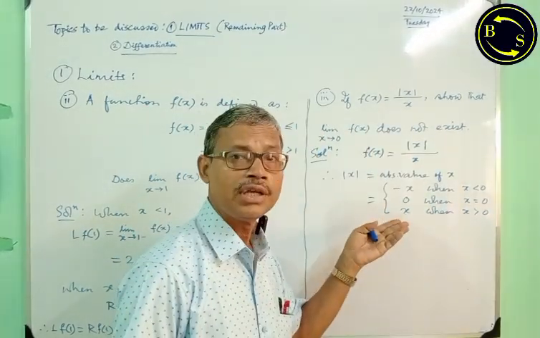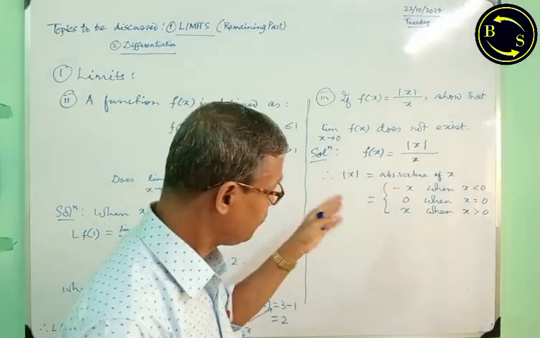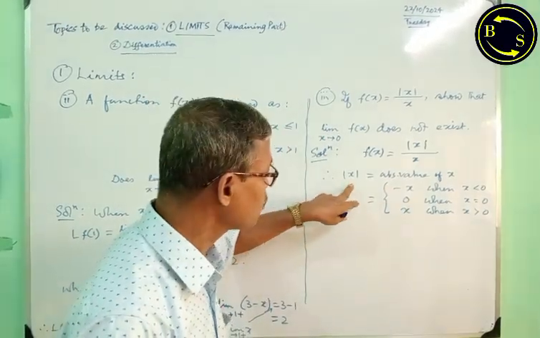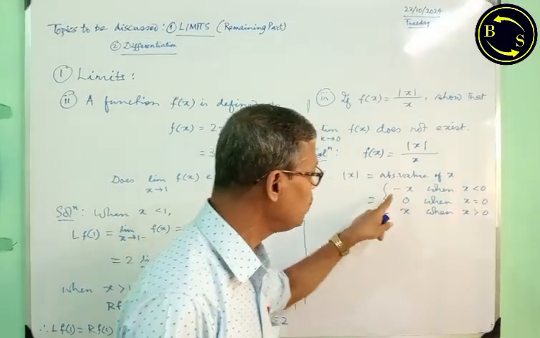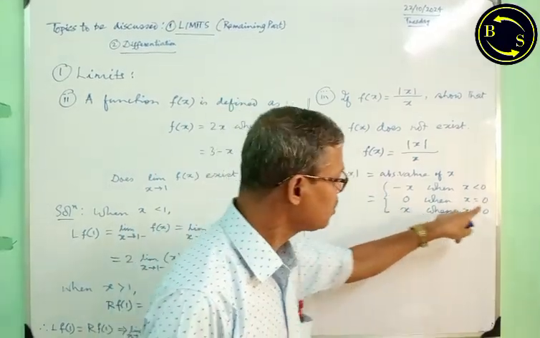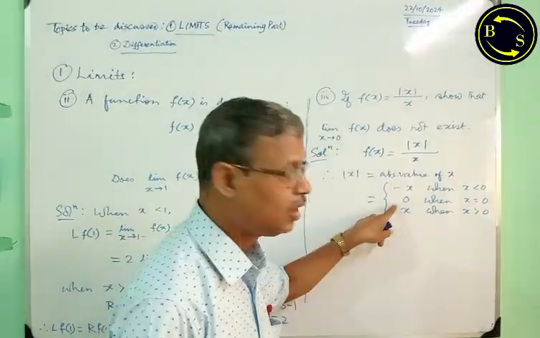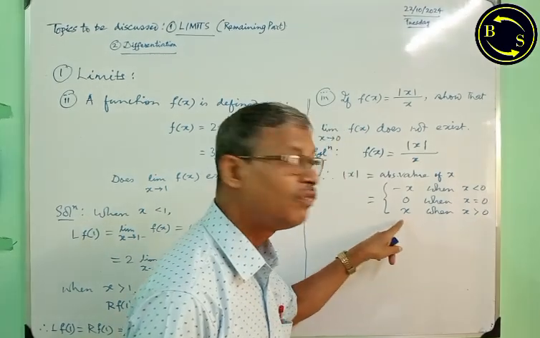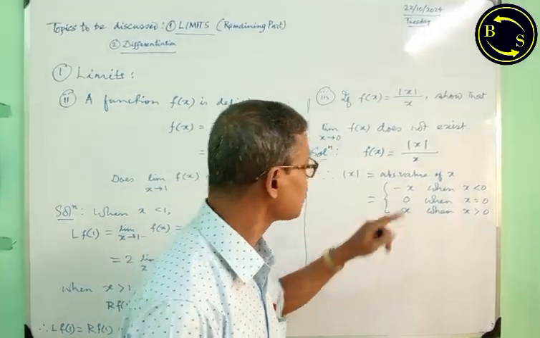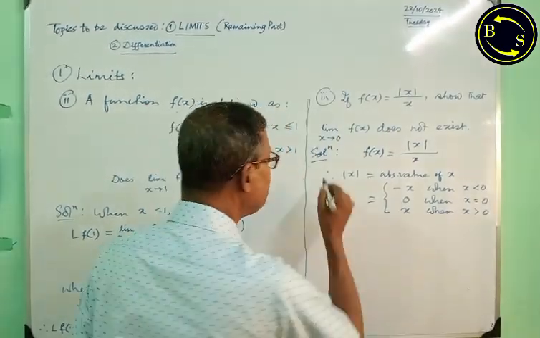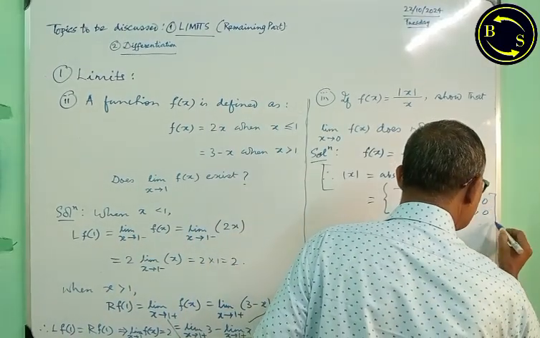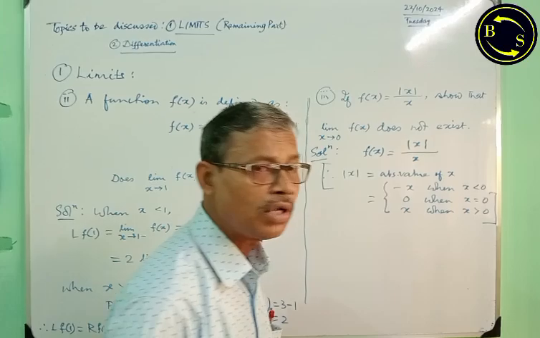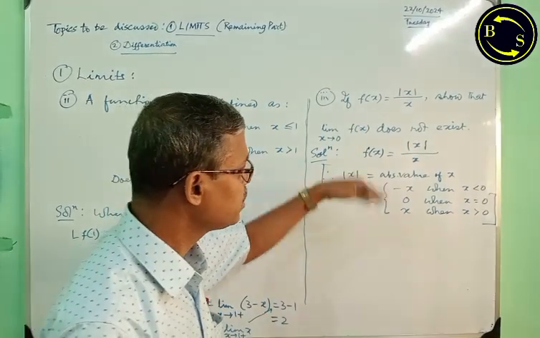Here I have given the definition or value of modulus of x. When x is negative, value will be minus x. When x is 0, value will be 0. And when x is positive, value will be x. Thus, I have defined here the absolute value or modulus x. Now, let us discuss this problem.